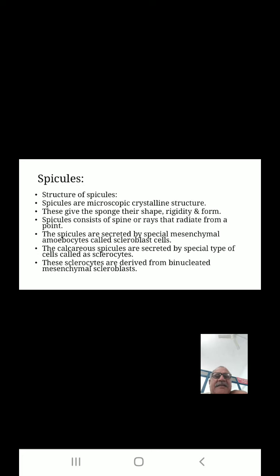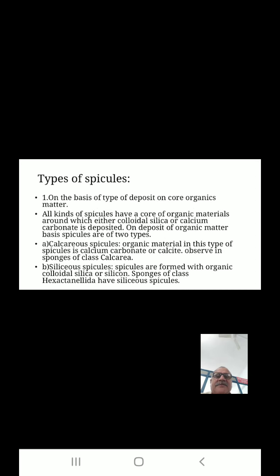The spicules are secreted by spherical mesenchymal amoebocytes called scleroblast cells. The calcareous spicules are secreted by a special type of cells called sclerocytes. These sclerocytes are derived from binucleated mesenchymal scleroblasts. Types of spicules, on the basis of type of deposit on core organic matter.